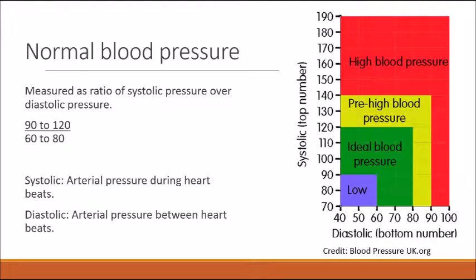Okay, let's get started. Blood pressure is measured as the ratio of the systolic pressure over the diastolic pressure. The systolic pressure is the pressure in the arteries when the heart beats, i.e. when the muscles of the heart contract, while the diastolic pressure is the pressure in between heartbeats, i.e. when the muscles of the heart are relaxed. And for reference, normal blood pressure is generally between 90 and 120 over between 60 and 80.